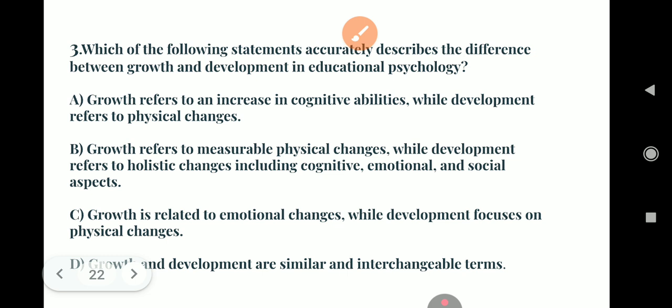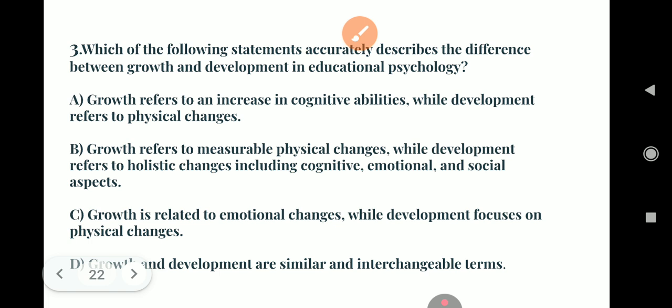Next question. Which of the following statements accurately describes the difference between growth and development in educational psychology? Option A, growth refers to an increase in cognitive abilities, while development refers to physical changes. Option B, growth refers to measurable physical changes, while development refers to holistic changes including cognitive, emotional, and social aspects. Option C, growth is related to emotional changes, while development focuses on physical changes. Option D, growth and development are similar and interchangeable terms.